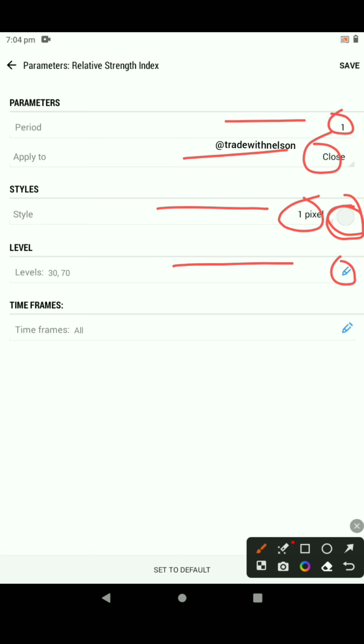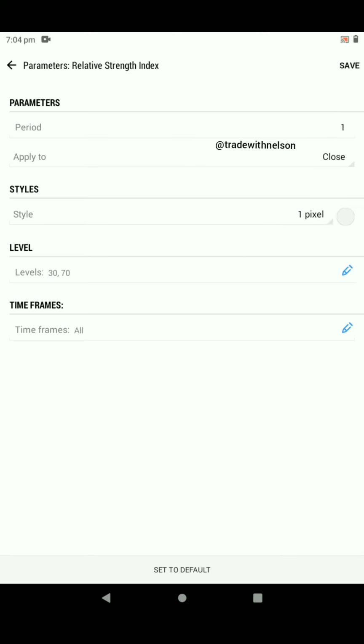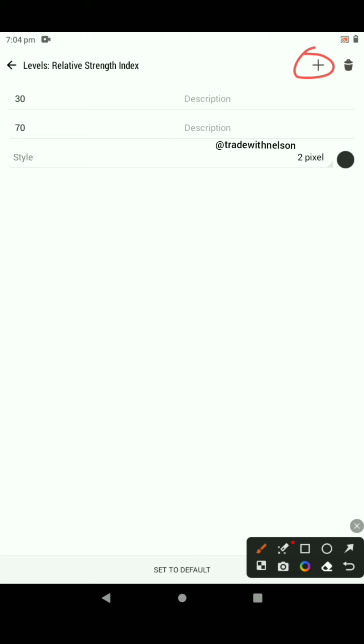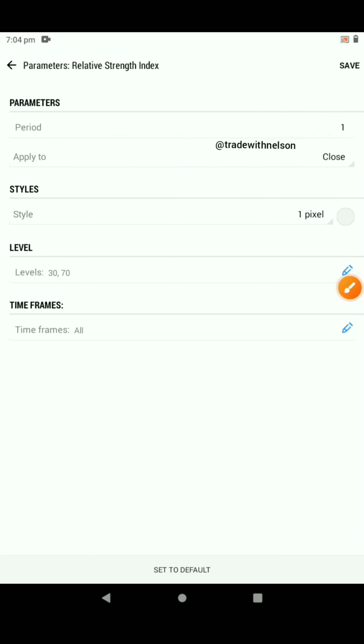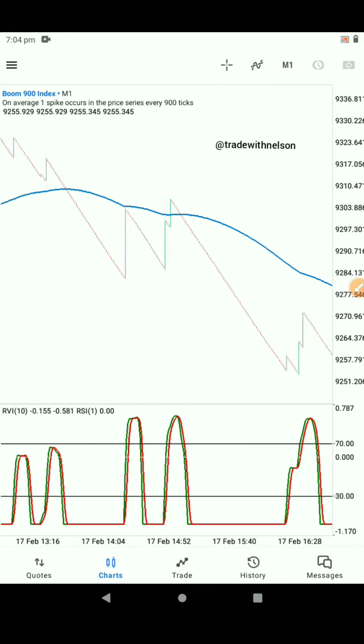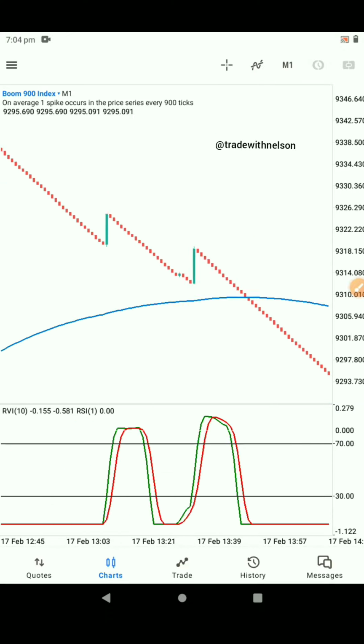For the levels, click on this pen icon over here. Click on this add to add a level. Type 30 and 70. Make your style 2 pixels and select a color of your choice. After that, click on save. If you follow my settings correctly, your chart should look exactly as what you see over here.